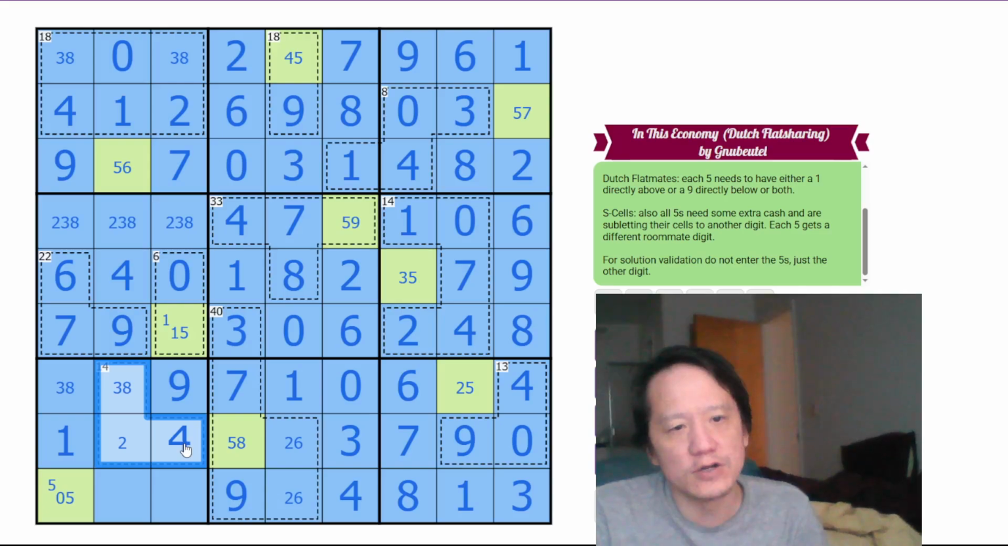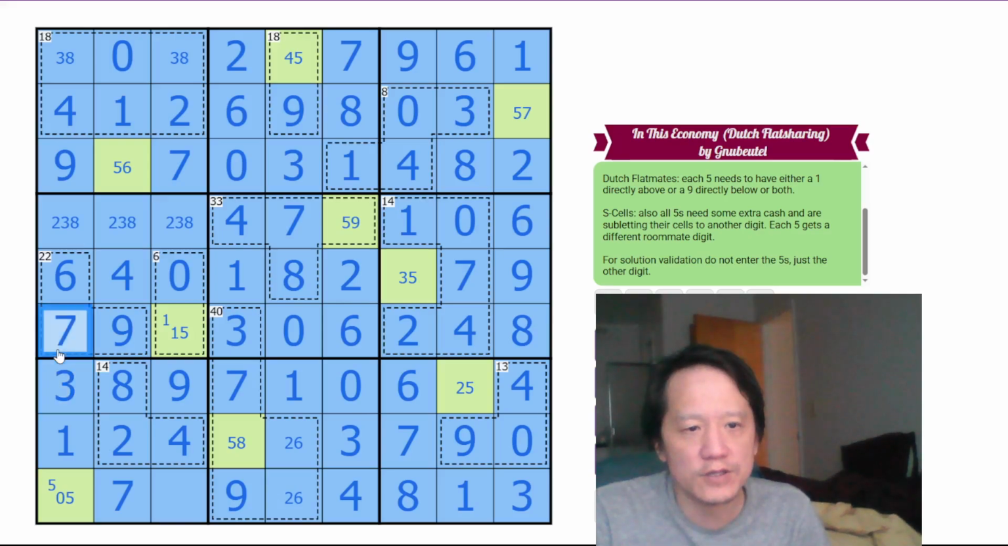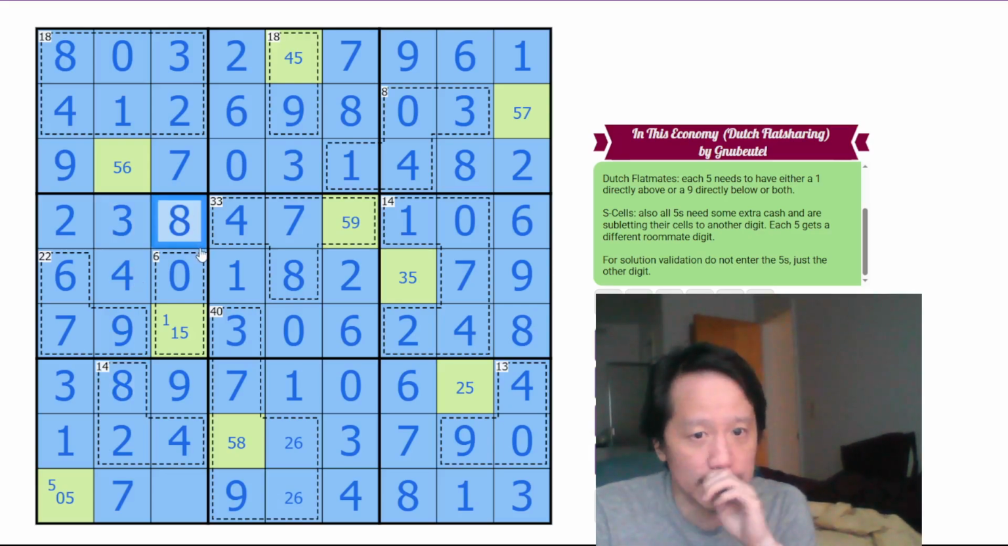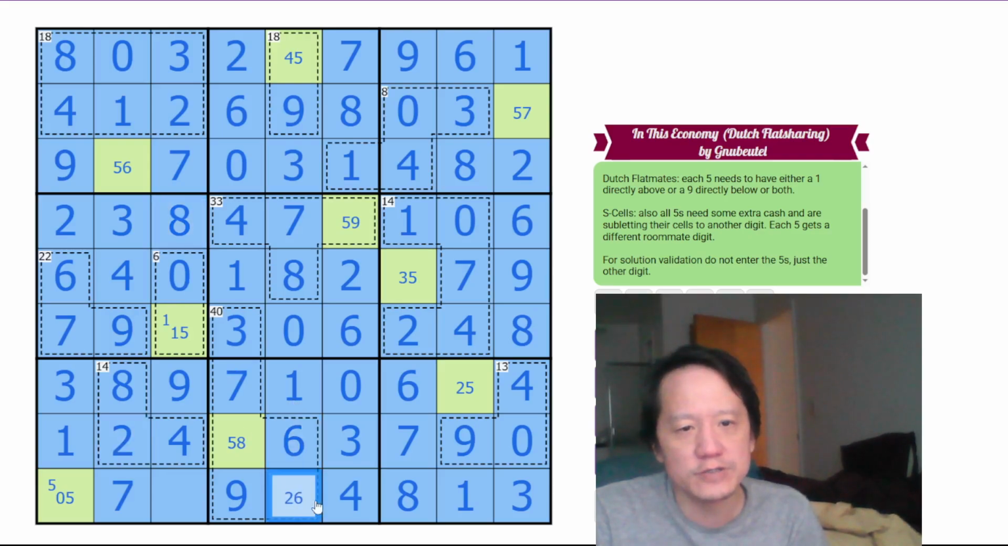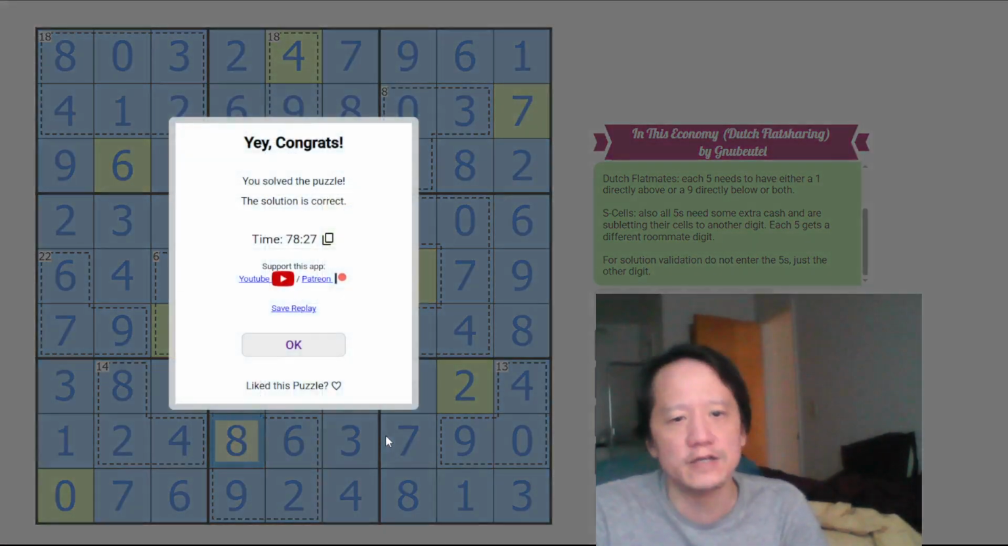So 7 can no longer be here. 7 has to be here. This must be then 2 and 8. This is 3. The 3 eliminates 3 here, so it's 8 and 3. This 8 and 3 here eliminates 3 and 8 here, so this is 2. This 2 and 8 eliminates 2 and 8 here, so it's 3. That must be 8 then. This 2 eliminates 2 here. It's 6 and 2, which forces this to be a 6. And we fill with everything that's not a 5. So this is 0, 1, 6, 4, 7, 9, 3, 2, and 8.